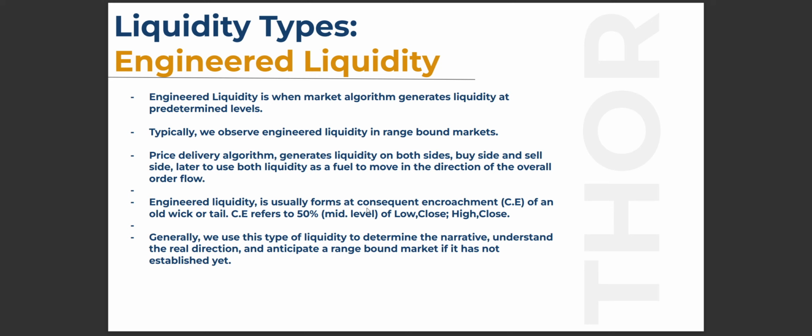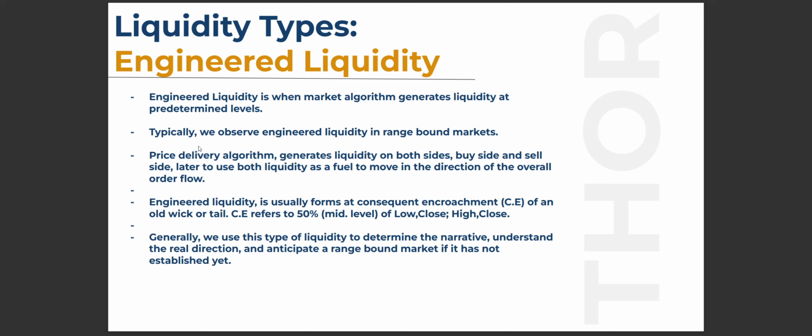Another type of liquidity is what I call engineered liquidity. This is basically what I've noticed in the marketplace over the years. Engineered liquidity is basically when the market algorithm generates liquidity, and this level is usually predetermined. So you could actually anticipate that specific precise level, or if you're trading in the direction of that level, and you see a rejection, I'll show you what I mean by that, you can collapse your trade, right? You can be content with that profit.